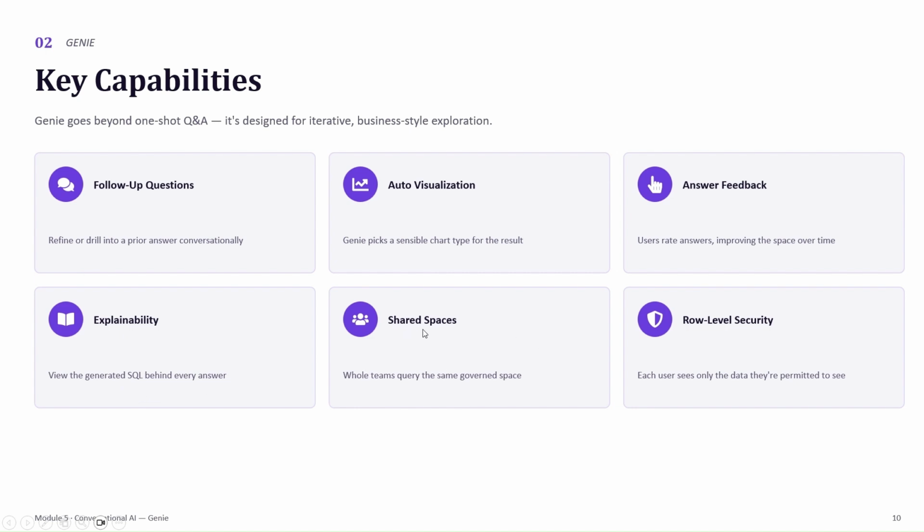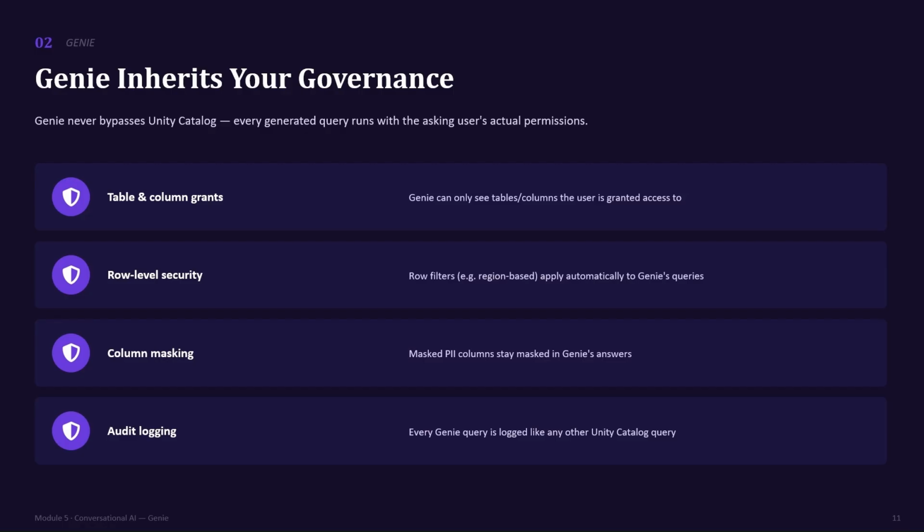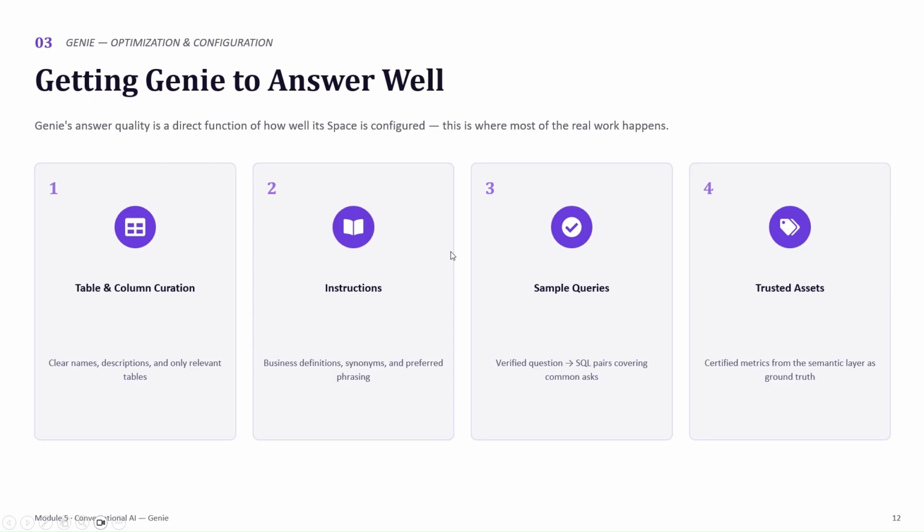Okay, then there are shared spaces. The whole team queries the same governed space. And finally, there is a governance module under the hood, which of course is provided by the Unity Catalog. Genie inherits your governance: tables, columns, grants, row level, since it's fully integrated into Unity Catalog. So it never bypasses the Unity Catalog. It's completely integrated. So table and column grants, row level security, whether it's column masking or any kind of masking you set up on your tables, whether it's the audit log, everything is completely governed with Genie.